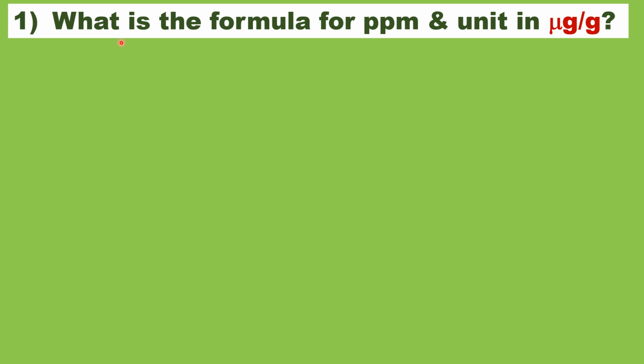Let us see the first formula in the solution chapter. We'll see chapter wise so that you can easily remember the formula. You will recollect when you write the exam. What is the formula for ppm, parts per million, and its unit in different units, expressed in microgram per gram?